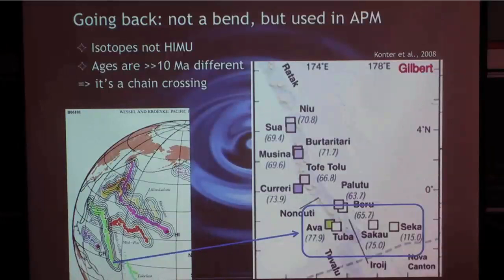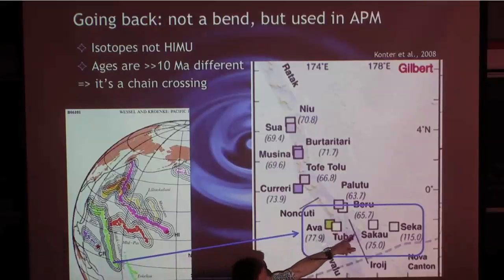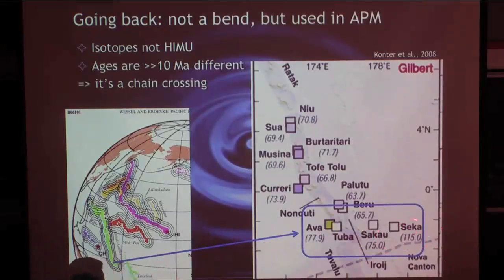All right, going back to this bend here. I told you earlier that this goes into the plate motion model as a Hawaiian-Emperor bend, even though it's not. So this is why it's not. Here is a number of blue dots with ages, and then at the bottom end of this chain where it bends, you have gray and green dots that are much older. They're at least 10 million years. This one is like 50 million years older.